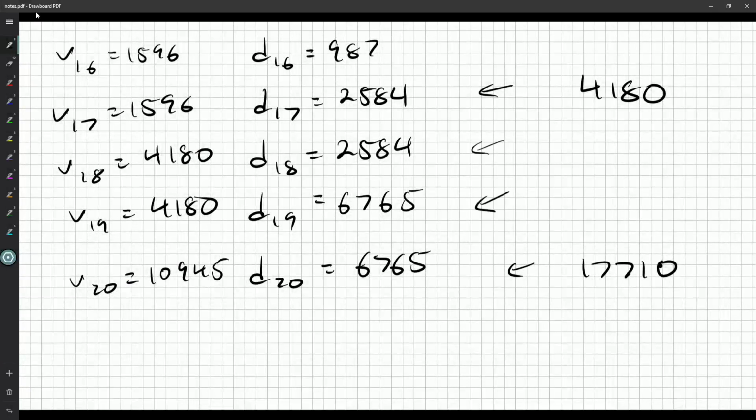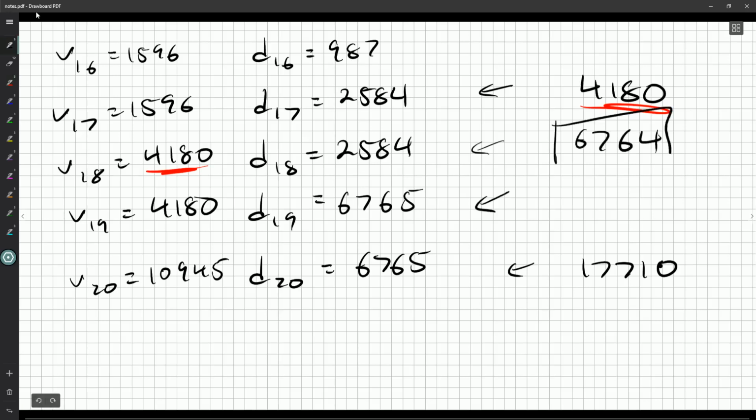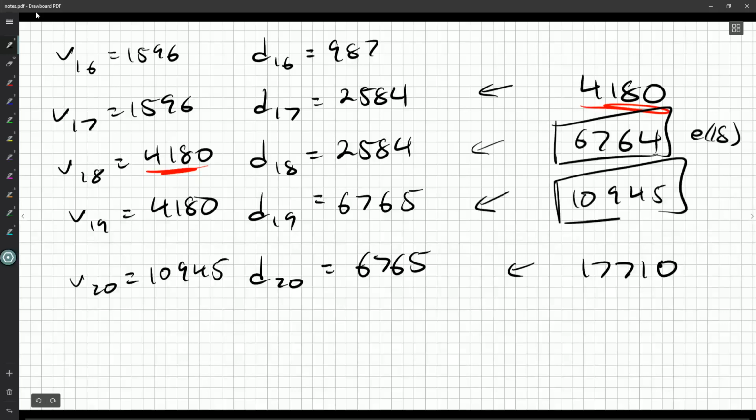So we'll say 4180 plus... Oh, incidentally, this number is the previous one. Well, actually, no, that makes sense, because that's how we obtain them. We add them up. Plus 2584. So we should be looking at 6764. That's E18. And we have the method written down to prove it. And then the next one, 4180 plus 6765. 10945. And that should be E19.